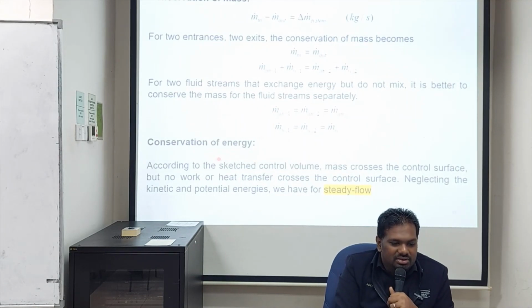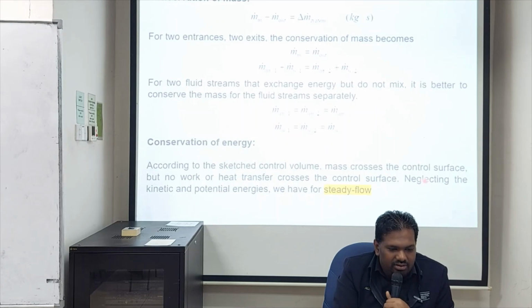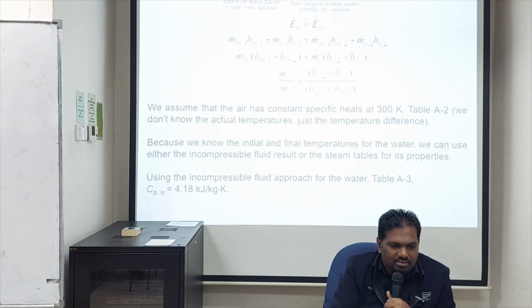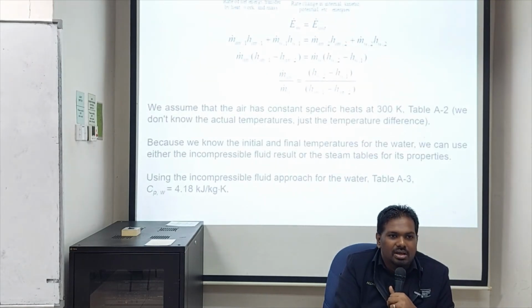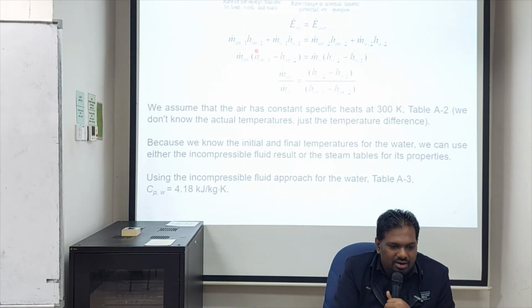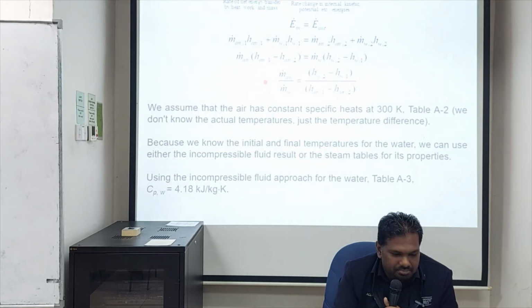Okay, then you enter to conservation of energy. So you neglect the kinetic and potential energy. So we have a steady flow. So after you apply the conservation of energy principle, you akan dapat formula dia macam ni. So you jadikan dia simplify. So you want to find the ratio of mass flow rate of air over water. Okay, so you rearrange this formula, you akan dapat formula dia macam ni.